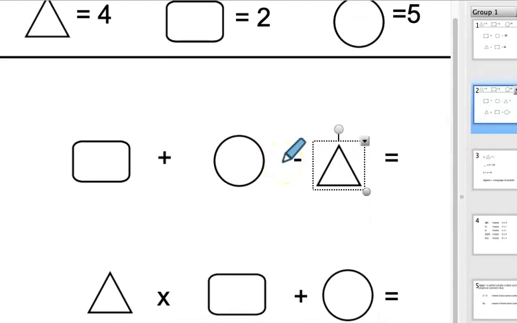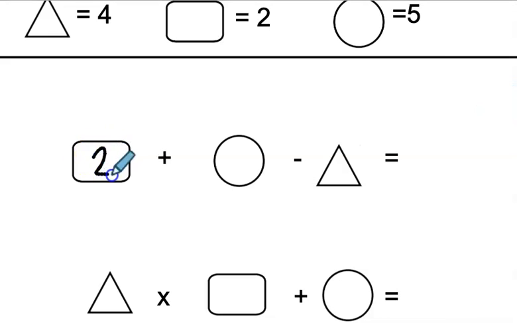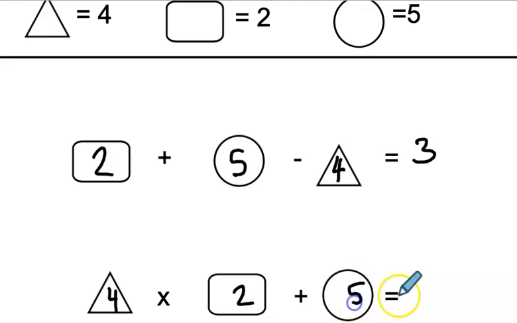Okay, so again, very similar. Now I have a 4, a 2, and a 5, so order of operations. In this case, I have addition and subtraction, so I'll just work from left to right. My rectangle is 2, so that's essentially 2 plus 5, which is 7, minus 4. So 7 minus 4 is 3. And then order of operations again, I'll do multiplication first. So 4 times 2, which is 8, plus 5, which is 13.